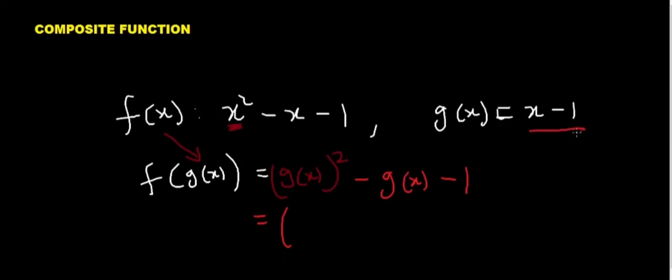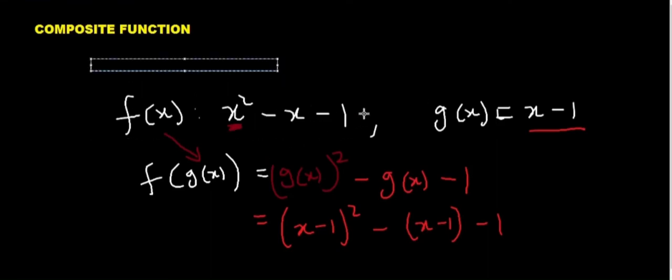So in that case, what's my g(x)? My g(x) is x minus 1. So (x minus 1) squared minus another (x minus 1) minus 1. Okay, very simple, very, very simple and straightforward. Let's cancel this so we can have some space. Okay, I think we can still use this list.